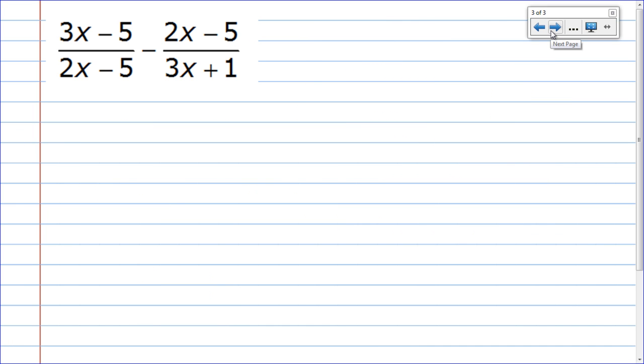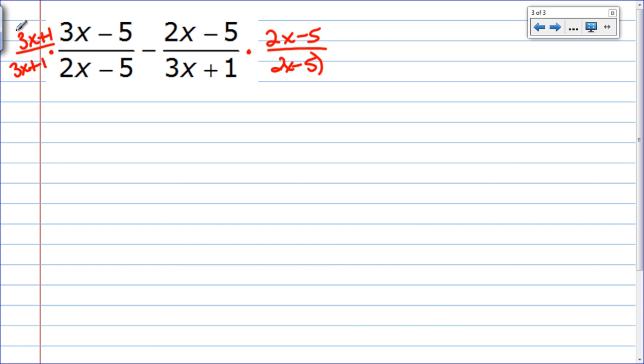So let's do one more, just so we can make sure we get it. This one right here, if you look at my denominators, I have 2x minus 5 and 3x plus 1, and you see they do not match. Since they do not match, I'm going to have to make them match. But in this case, they made it real easy. I just need to multiply them by each other. I need to give this one the 3x plus 1, and I need to give this one the 2x minus 5. That way, they share with each other.